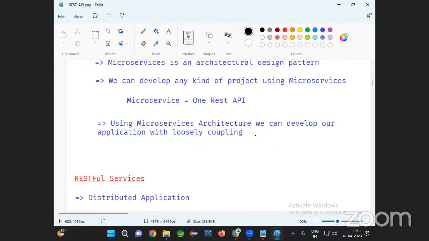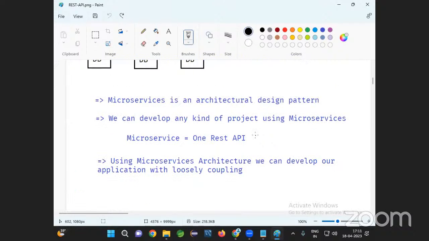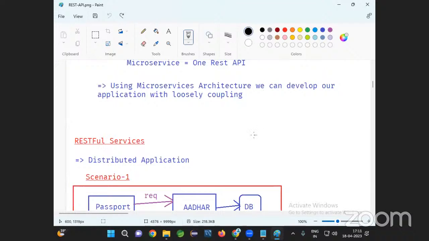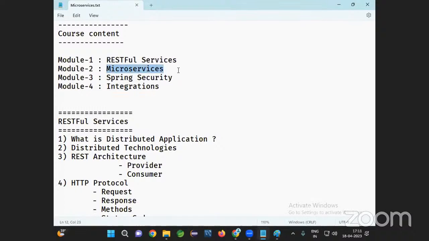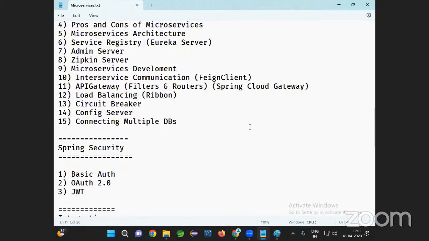Is that microservice related to only Java? No, microservices not related to only Java. It is universal architectural design pattern. Microservice is an architectural design pattern. It is a kind of approach to develop our application. Now here, when we develop our application by using microservices, the functionalities will be loosely coupled. So fine. So to develop microservices, what we need to learn first? First, we need to learn RESTful services.